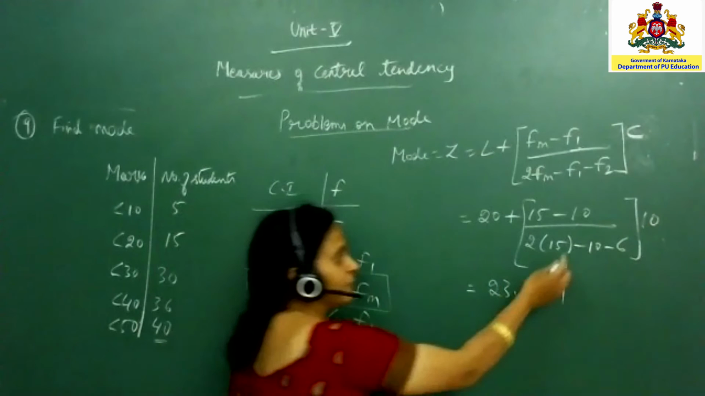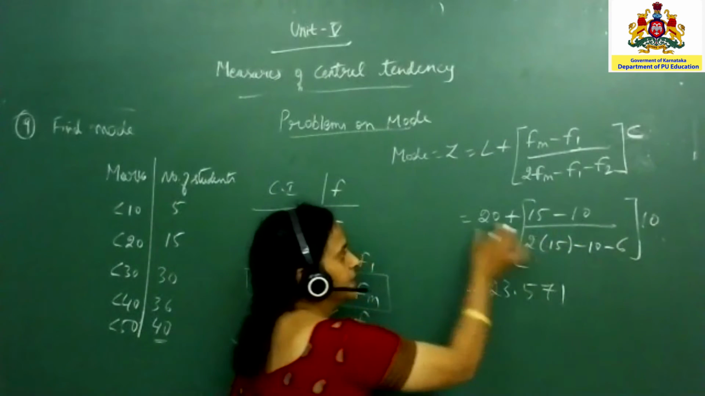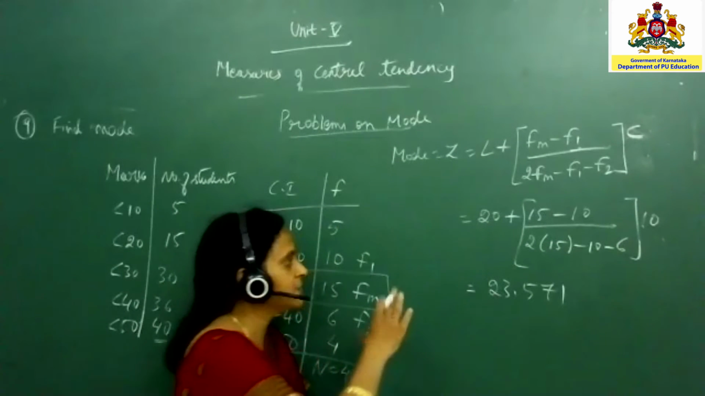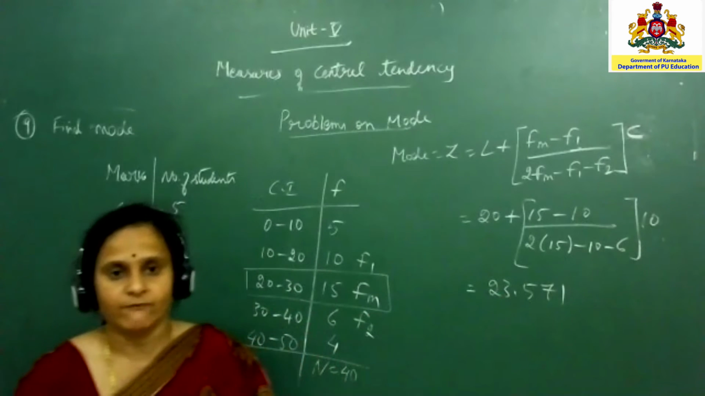If you simplify, first finish the right side part, the second term, and at the last but one step, add it up with the 20. Finally, the answer is 20.57.